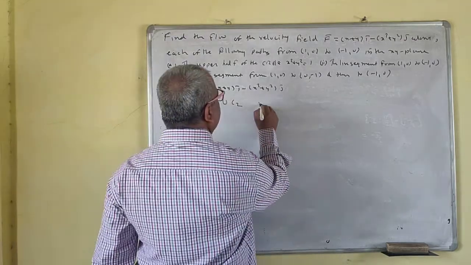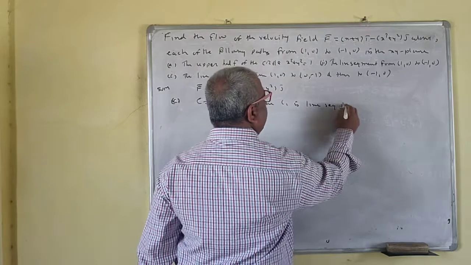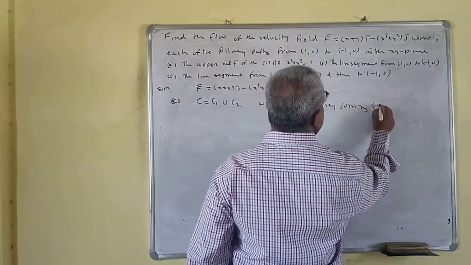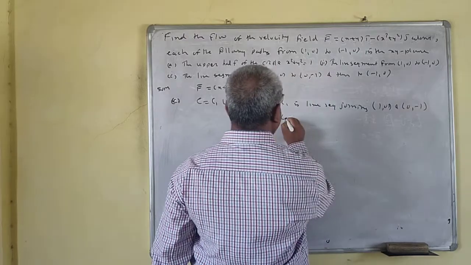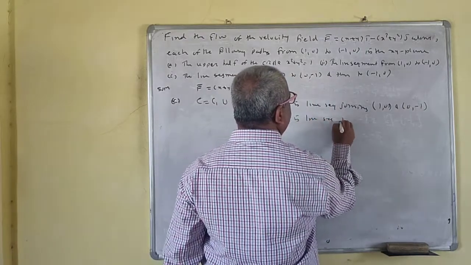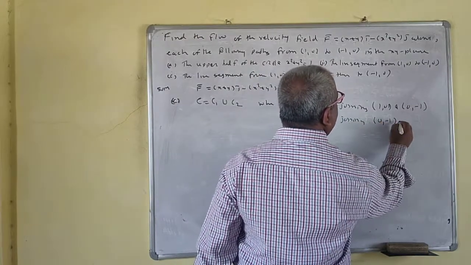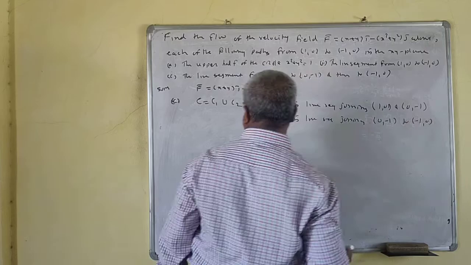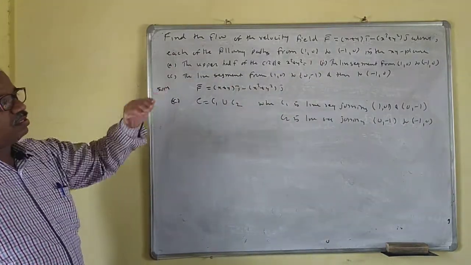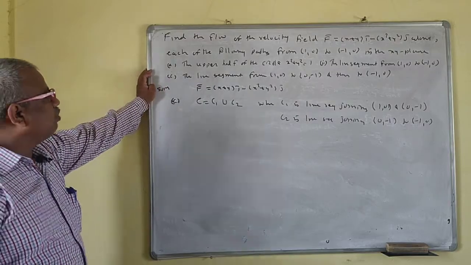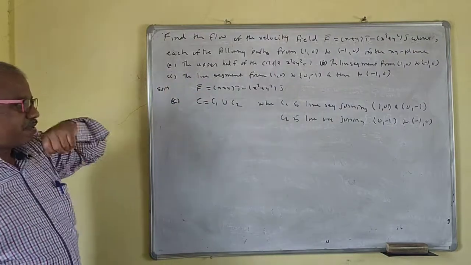Where C1 is the line segment joining 1, 0 and 0, minus 1. C2 is the line segment joining your next point 0, minus 1 to minus 1, 0. Okay, this is line. So parallel to this, you can solve the second one. This is B now. Instead of this second, we'll call this B because this is A, B, C.